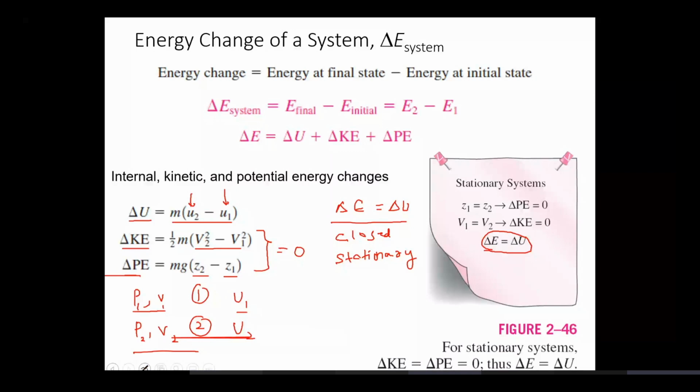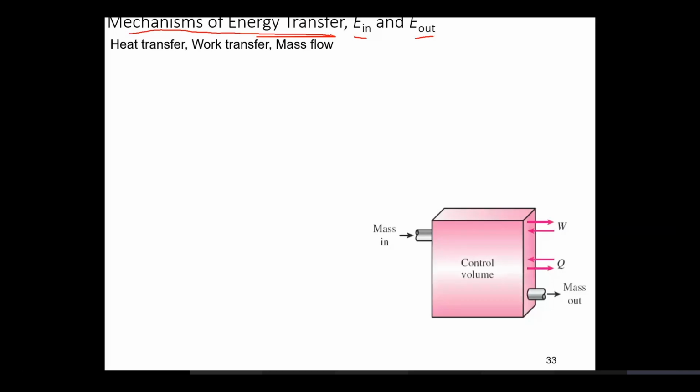Yes, sir. All right. Moving on, now we'll look at the terms on the left hand side of the energy equation, which is energy in and energy out. And this energy in and energy out is basically related to the mechanisms of energy transfer. And what are the mechanisms of energy transfer? They are heat transfer, work transfer, and mass flow. So for an open system, you could have mass flowing into the system and mass flowing out of the system. You can have work done on the system and work done by the system. And similarly, you can have heat flowing into the system and heat flowing out of the system. So these are the energy interactions which deal with the left-hand side of the equation, that is energy in and energy out of the system.